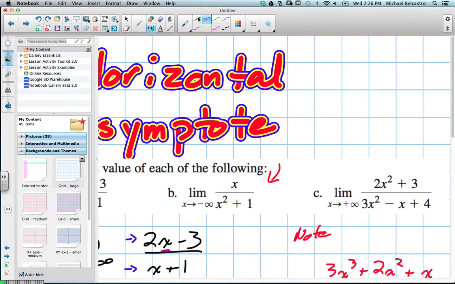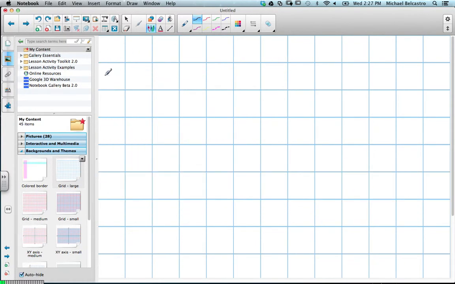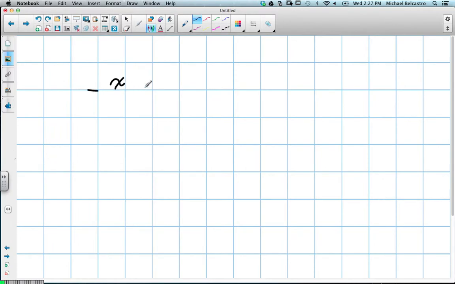It was x over x squared plus 1. So x over x squared plus 1. And this limit was as x approached negative infinity. Correct? So, same idea. We want to divide or common factor out our values.